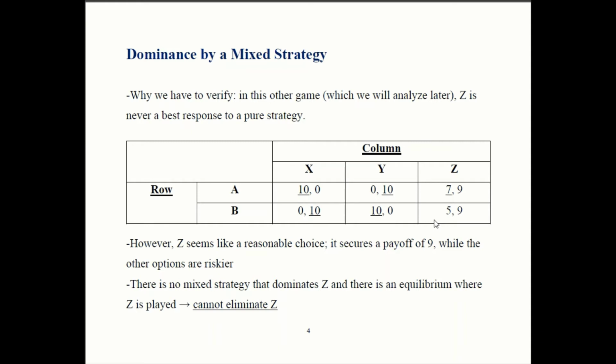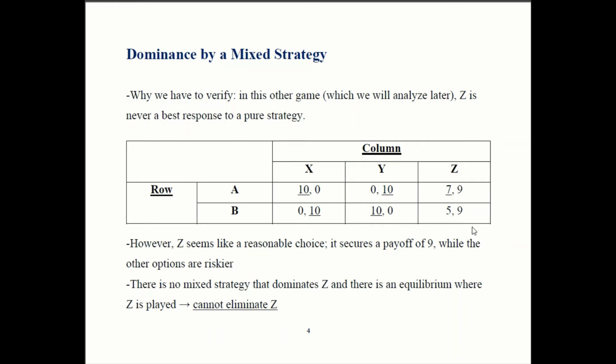However, just think about it kind of humanly without your game theory background. Z does seem like a reasonable choice. If you play X or Y, you might get 10, but then you also might get 0. There's some risk there. If I play Z, I always get 9. That's a pretty good and pretty safe option. So you can see why someone might play Z even though it's never a best response. Turns out our human intuition does have some foundations in game theory.